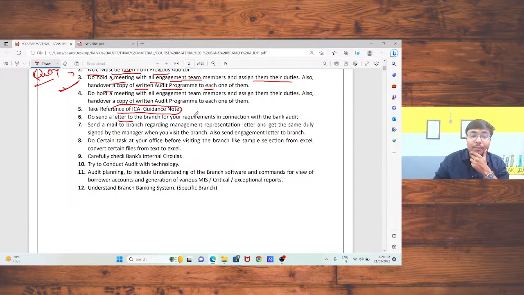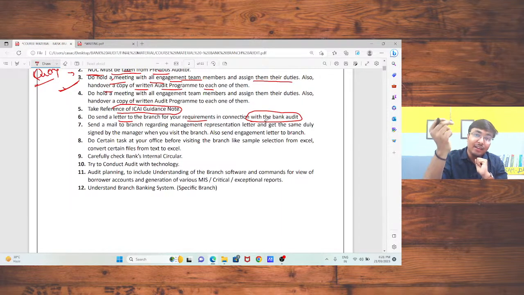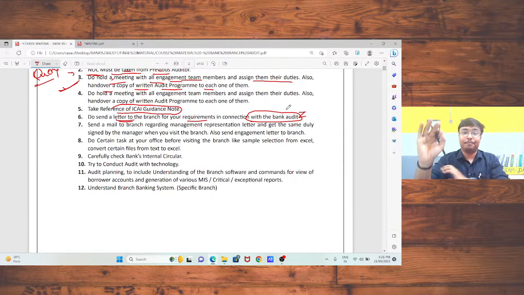Do send a letter to the branch for your requirement in connection to the bank audit. After getting the appointment letter and after all this planning, you should send a letter to your bank branch manager, and also mark a CC to our zonal office. We should take note of it. We should make one letter to our zonal office also.